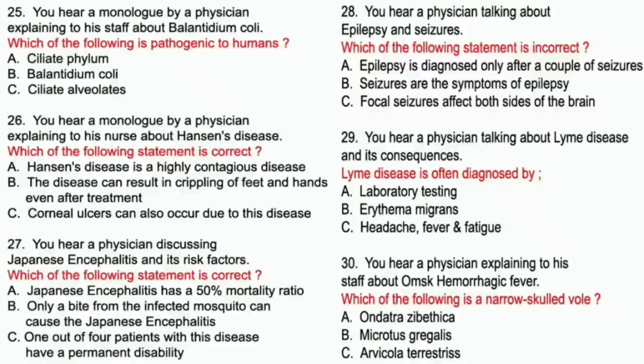Most of the patients do not develop any symptoms. Patients with Japanese encephalitis experience fever, neck stiffness, seizures, and coma. The disease has a mortality rate of 1 out of 4 patients. 50% of the patients have permanent disability. It can even harm the embryo of a pregnant woman.